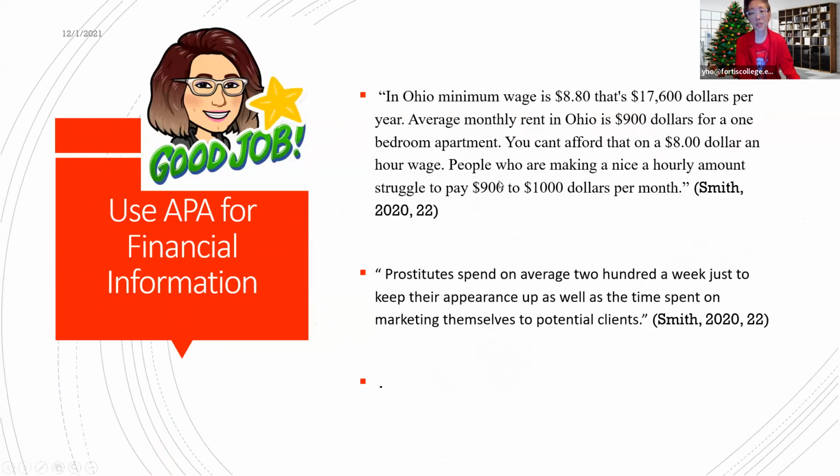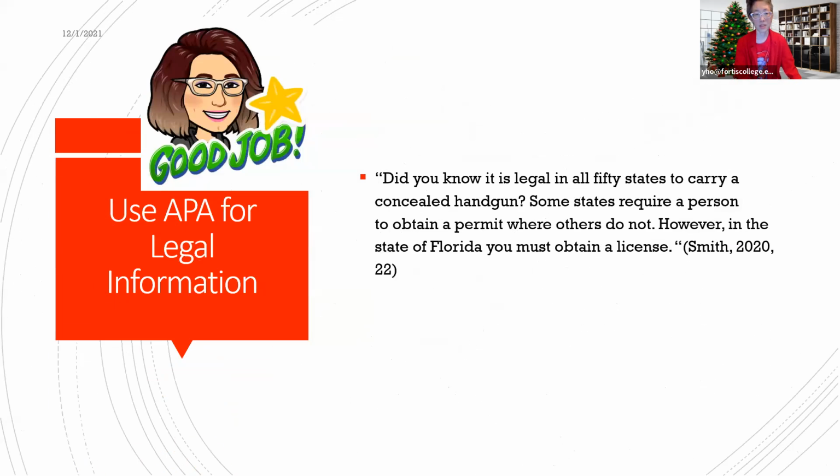Then you also have to cite numbers, even if you're citing numbers like dollars and cents, $8.80, $17,600. Average monthly rent is $900. You have to cite the source. And then if you have 200 prostitutes spend on average $200 a week just to keep their appearance, you have to cite the source.